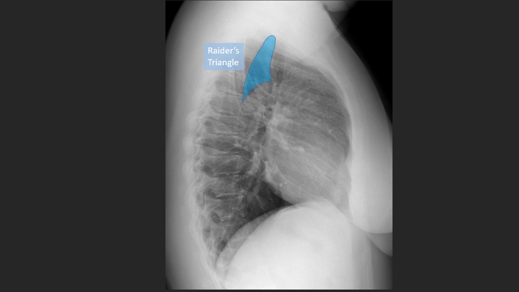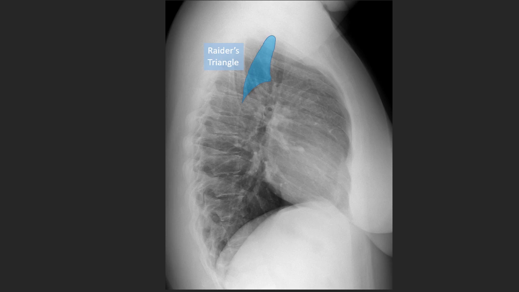Raider's triangle is demarcated anteriorly by the posterior wall of the trachea, inferiorly by the aortic arch, and posteriorly by the spine. This is known as Raider's triangle, also known as the retrotracheal clear space. So what lives back here? You could have aberrant vessels, like an aberrant subclavian artery.